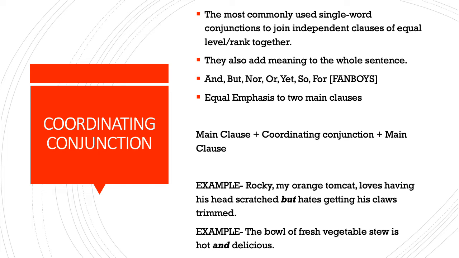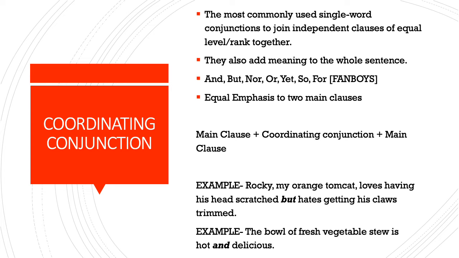So we have used the conjunction "but" in order to join these two sentences, and these two sentences convey two opposite meanings. One, which Rocky loves, that is the scratching of the head, and second, the action which Rocky hates, cutting of the nails. Okay, so we have used the conjunction "but" in order to join these two independent clauses, these two sentences which are of equal importance.